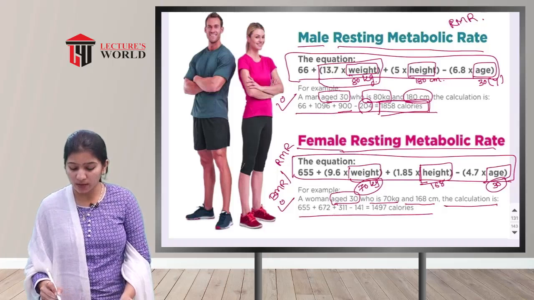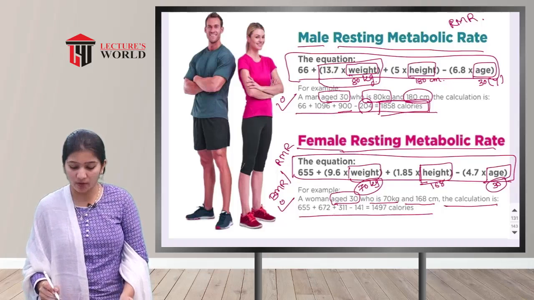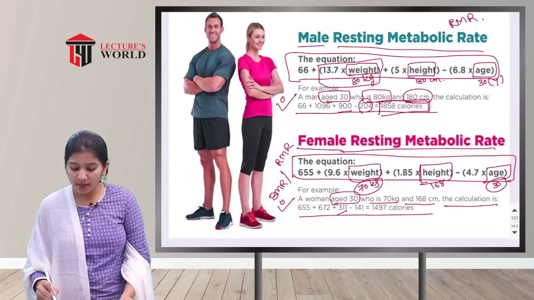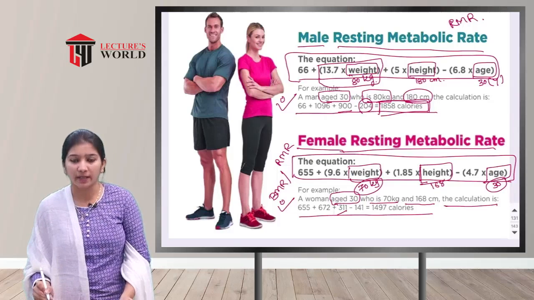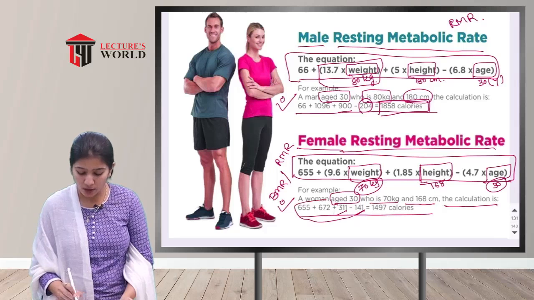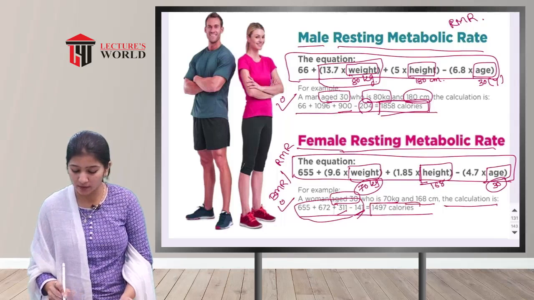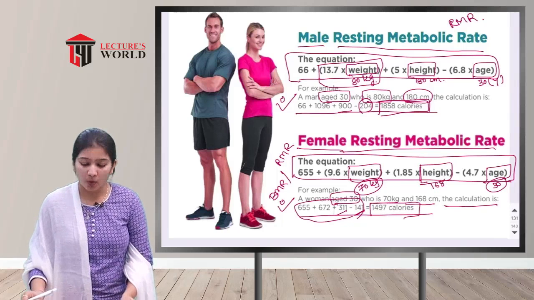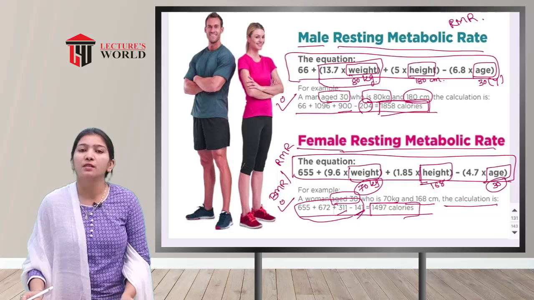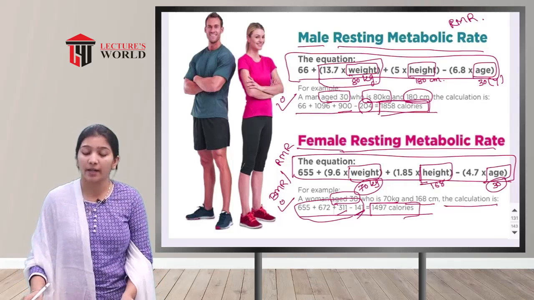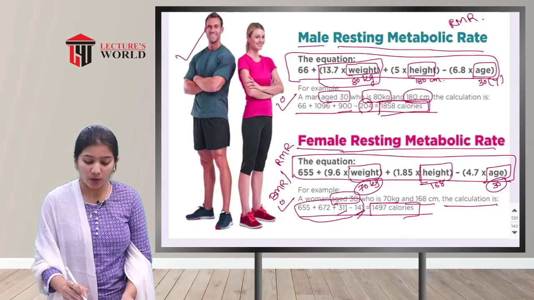1.85 into 168, the multiplication of this will give you this answer, minus 4.7 into your age, that is 30 years. So 30 into 4.7 will give you 141. If you are calculating all these three, you are getting your answer, that is 1497 kilocalorie. Okay, so this is the formula, or we can say the equation or a calculation formula for the basal metabolic rate for the males and for the females.